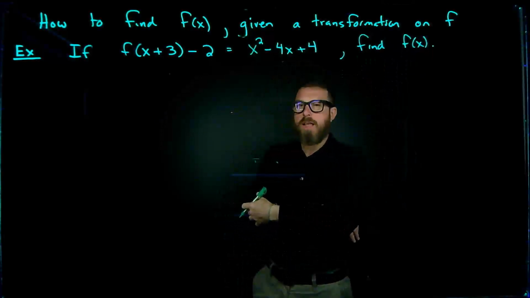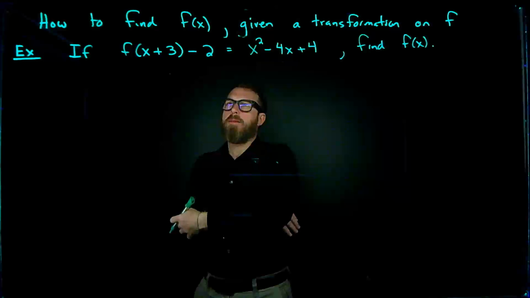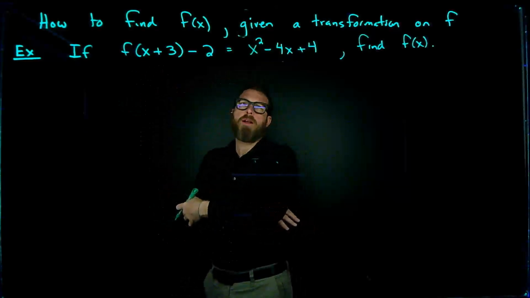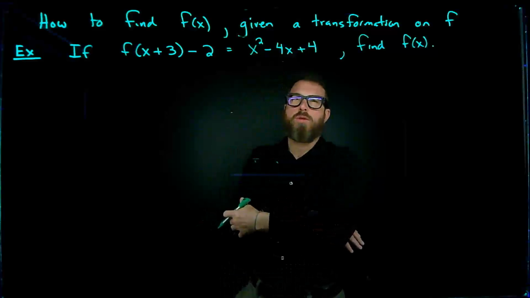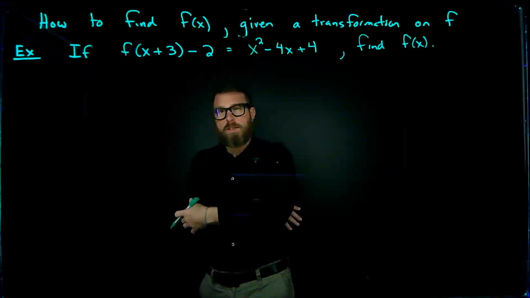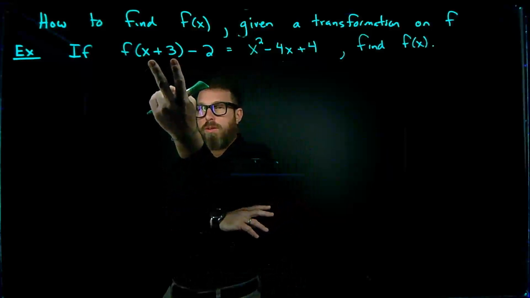All right, so for this last example, I have a function that says f of the quantity x plus 3 and then minus 2 is equal to this quadratic x squared minus 4x plus 4. I want us to find the original function f. And again, what does this stuff do? What does the x plus 3 do?